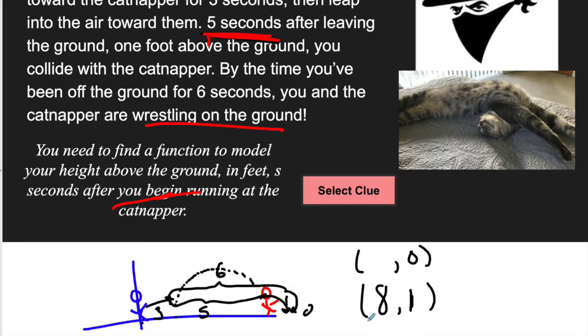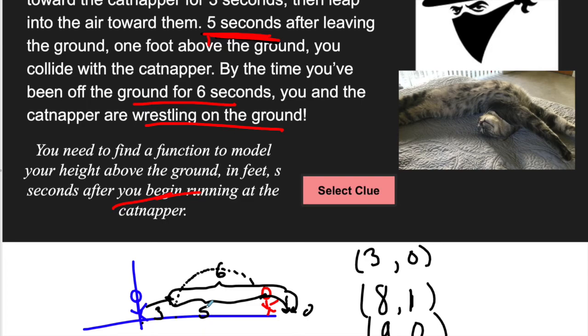Now, by the time I've been off the ground for 6 seconds, so if I ran 3 seconds, now 6 seconds, by the time it's been 6, I've collided and hit the ground. So 6 seconds after I took off, that's 9. And now I'm on the ground, that's 0. And by the way, this 3, 0, I just filled that in now. We had talked about that earlier.